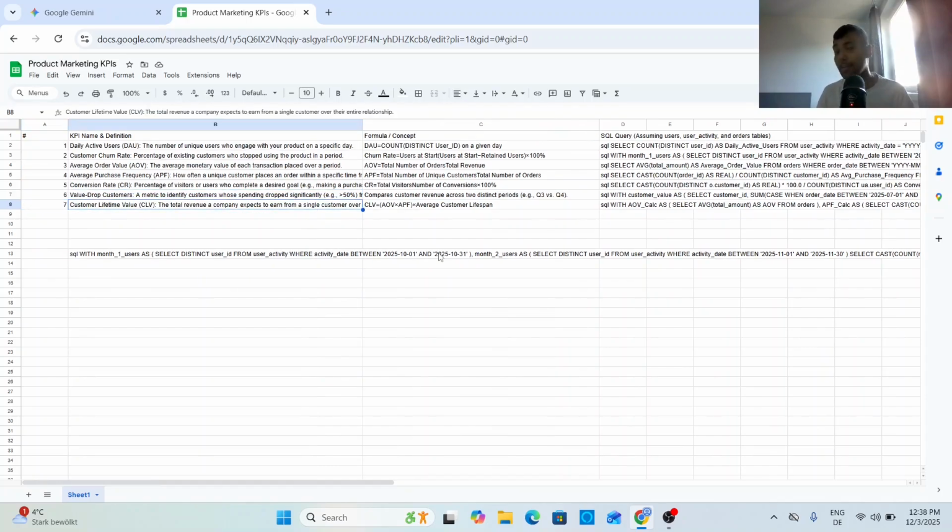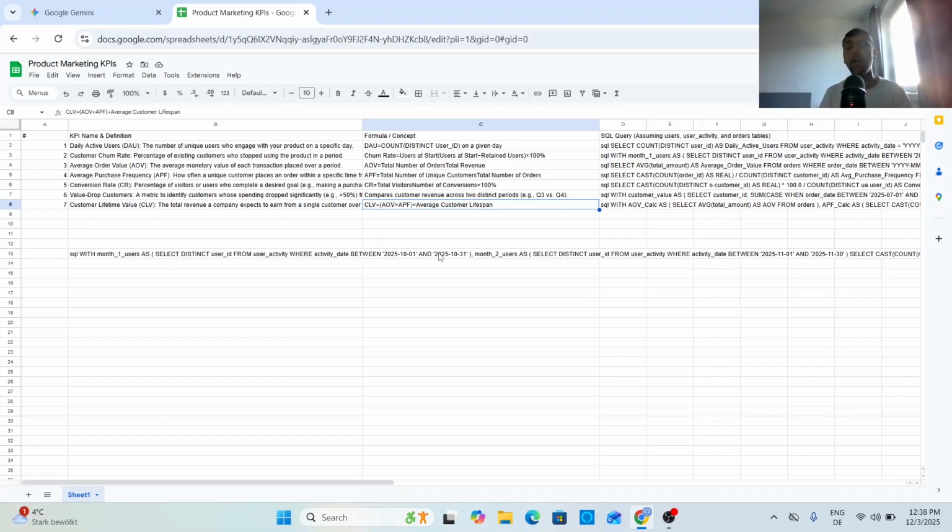The final metric is customer lifetime value. Everyone talks about this in product marketing or even in general any online business. What is customer lifetime value, right? Take one person, how much money can you make from that person across their lifespan, right? So if you see, it's a very simple formula. The average order value multiplied by the average purchase frequency multiplied by the average customer lifespan, right?